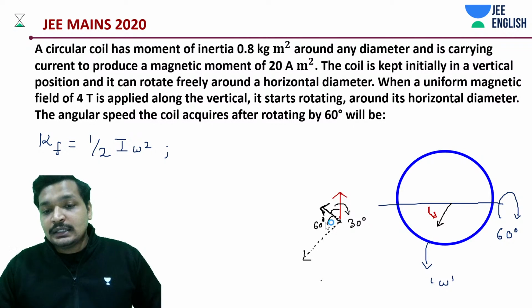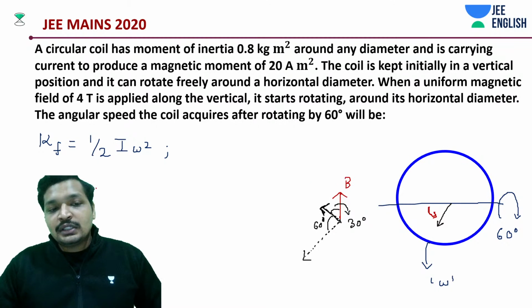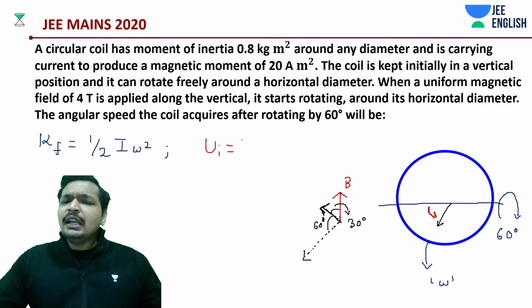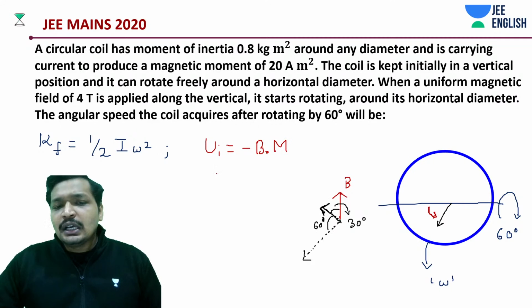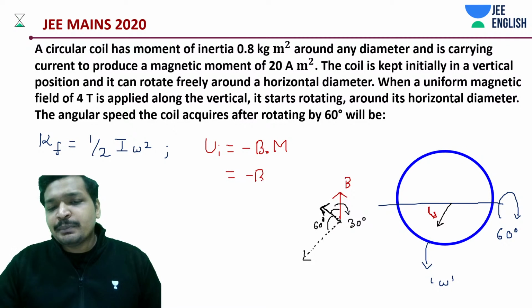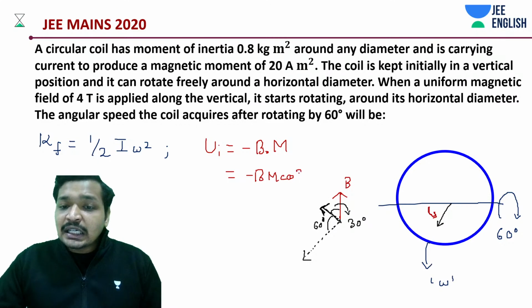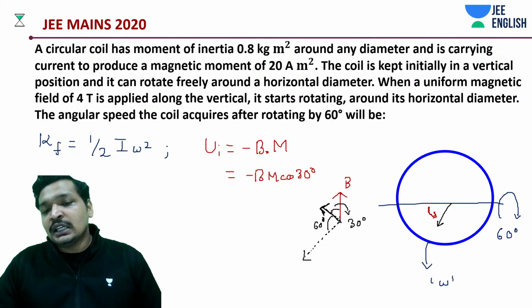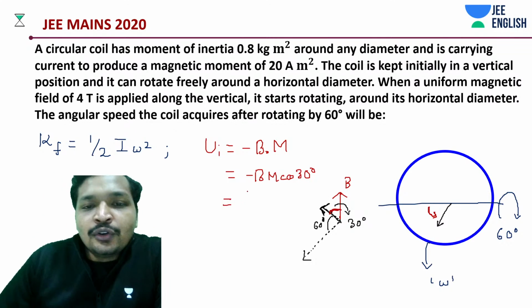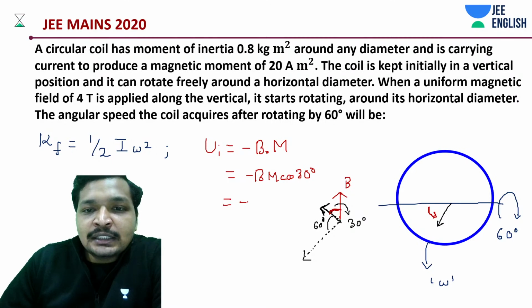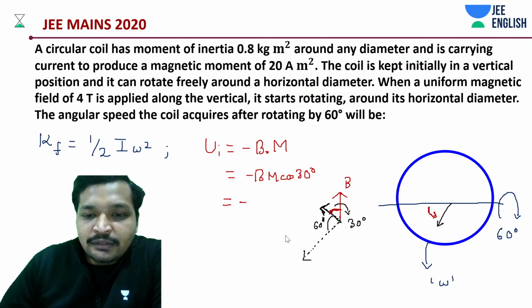Now the next thing is field. What is the potential energy, students? In this case, potential energy is minus B dot M, minus B dot moment. And in this case, what is it? Minus Bm cos how much? 30 degrees, not 60 degrees. Okay. So this is going to be minus of, let's calculate the value of this moment.